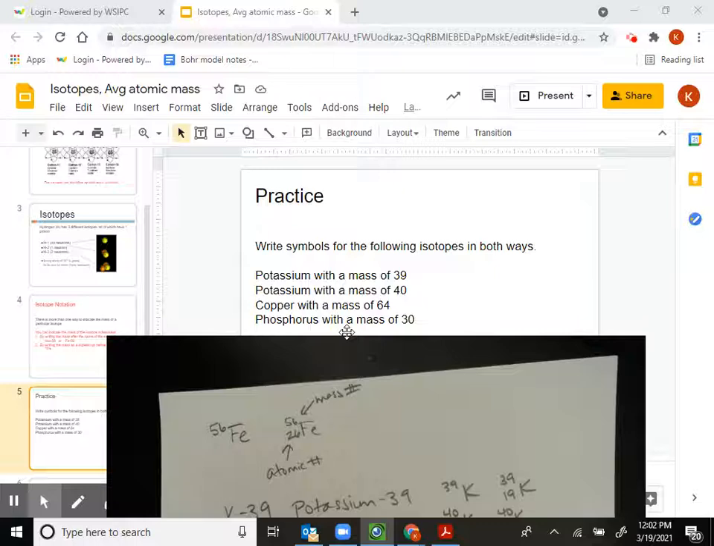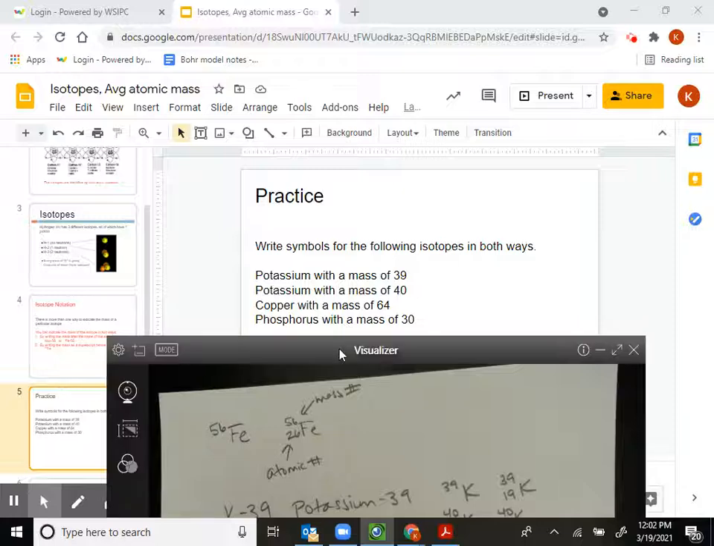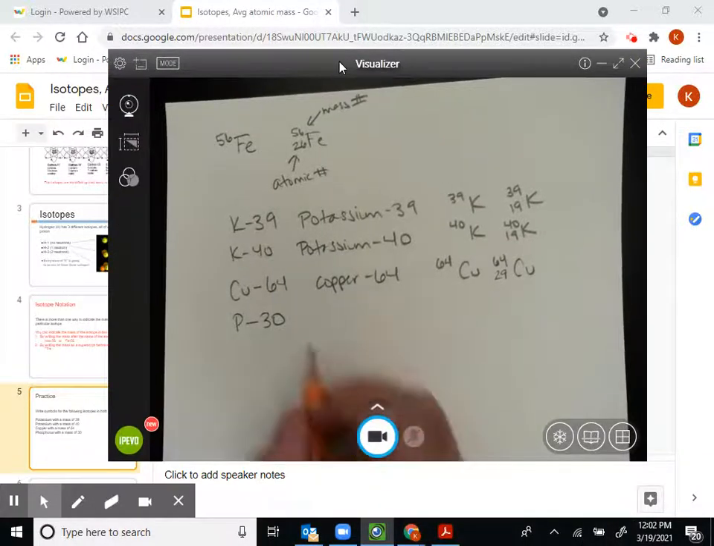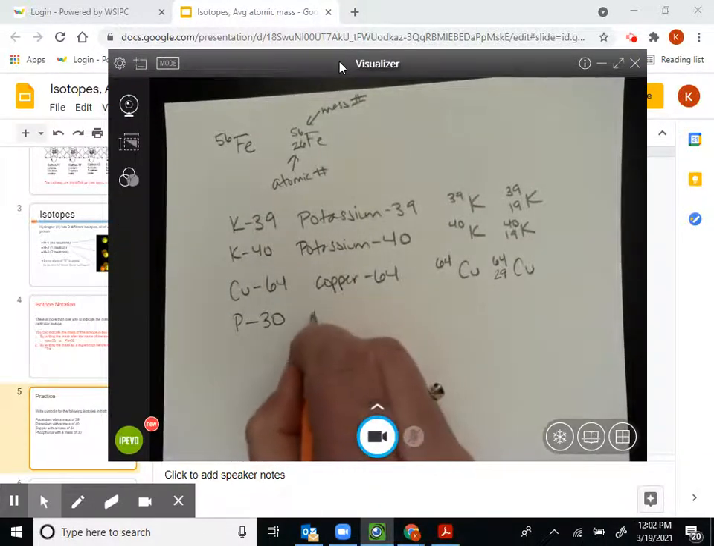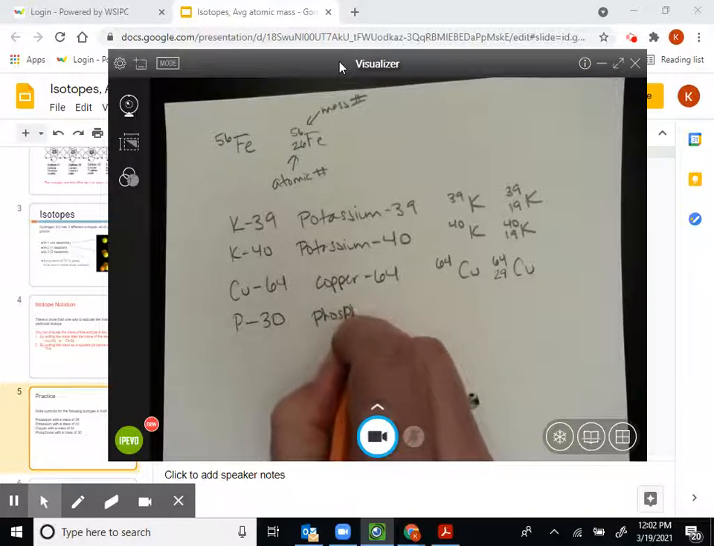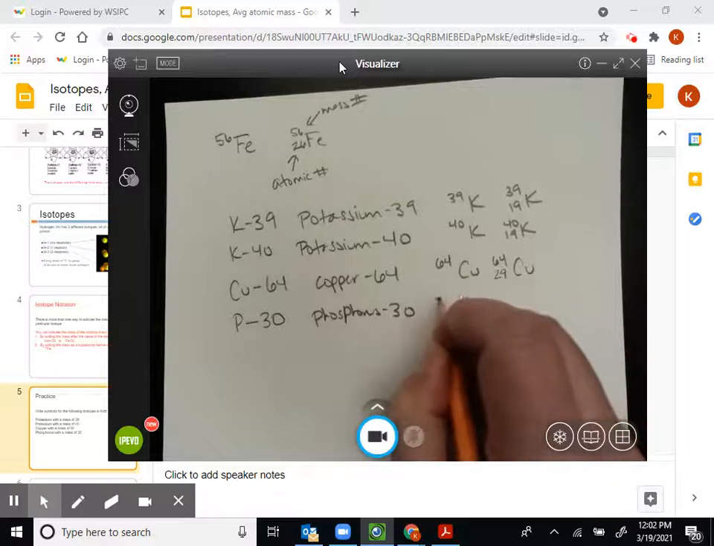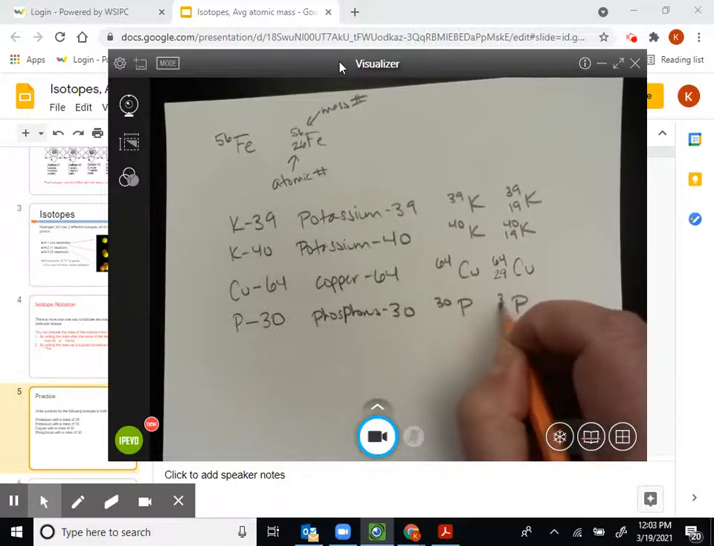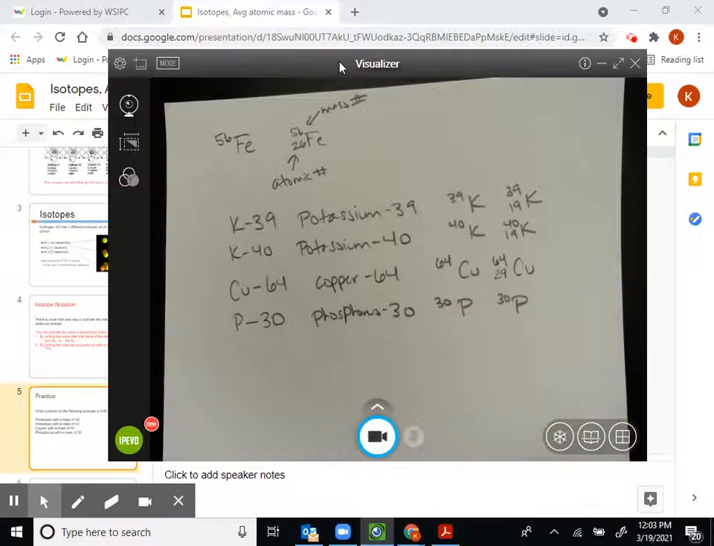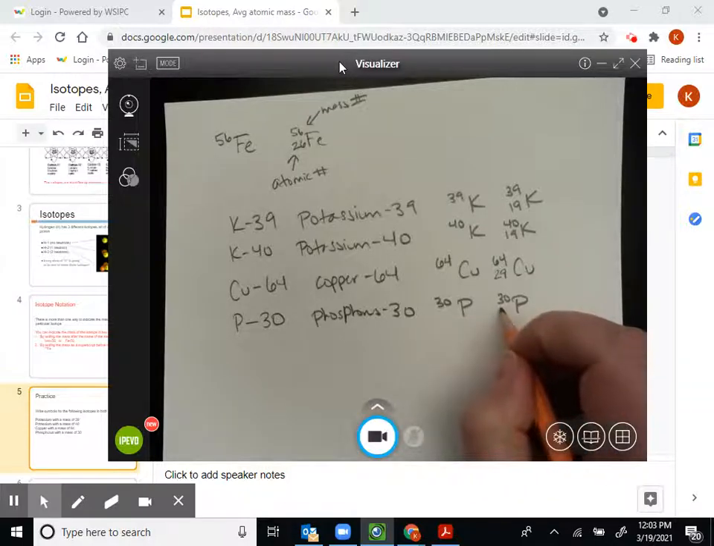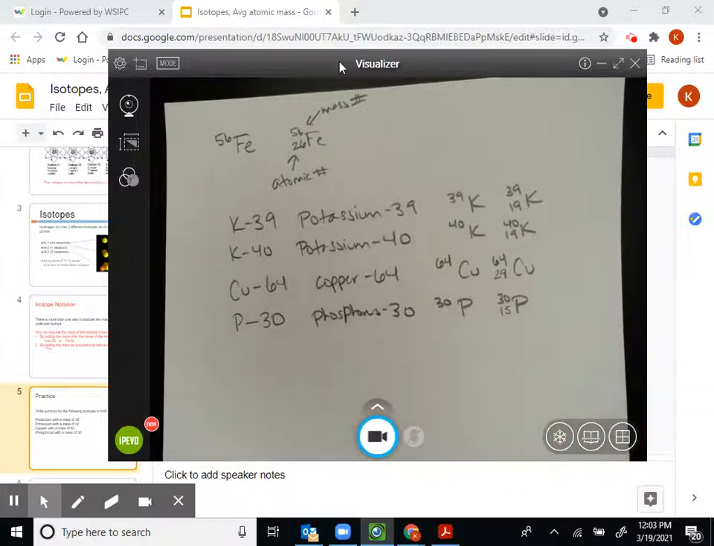And lastly, we have phosphorus 30. I'm sorry, you can't see what I'm writing. I'll show it in just a second. There we go. And so we have phosphorus 30. You can put a P with a 30 on top, and then you can find it on your periodic table, and its atomic number is 15.